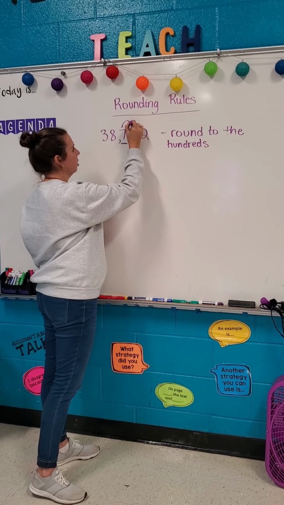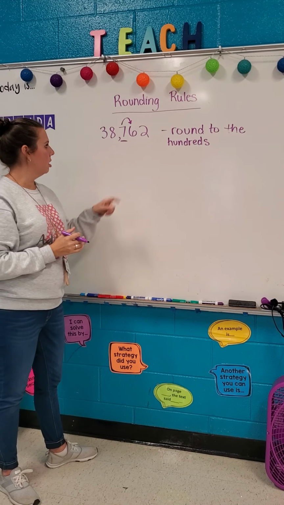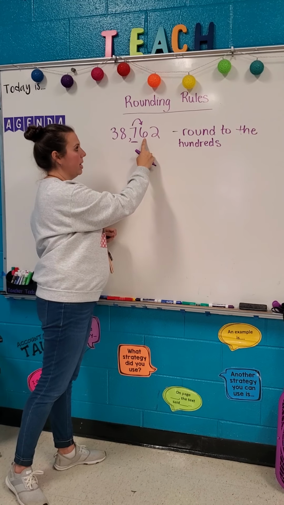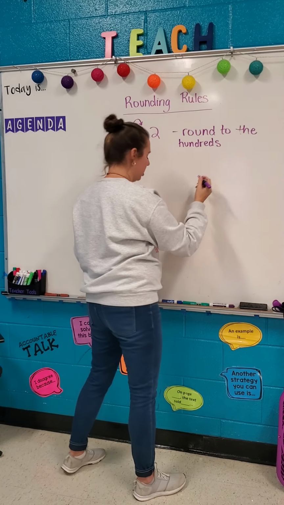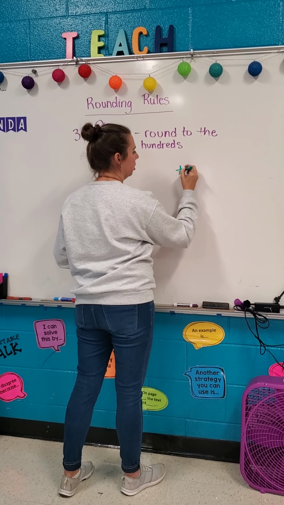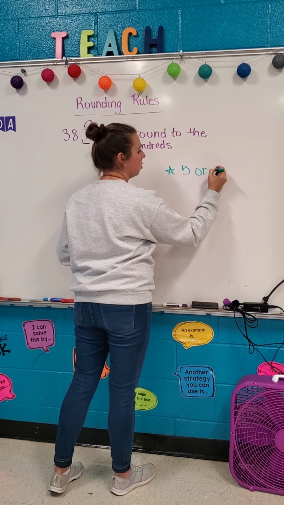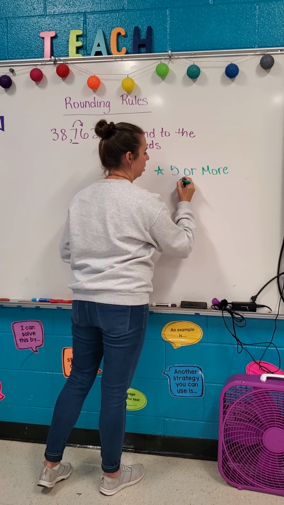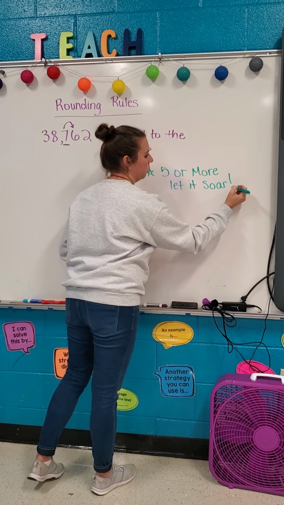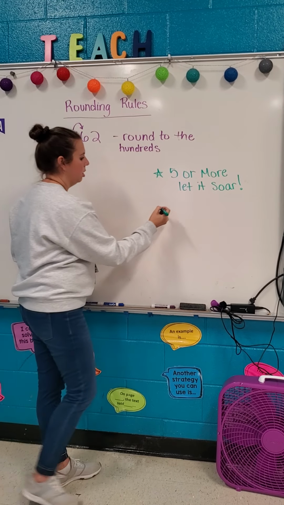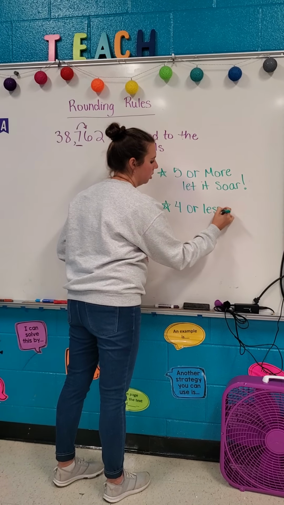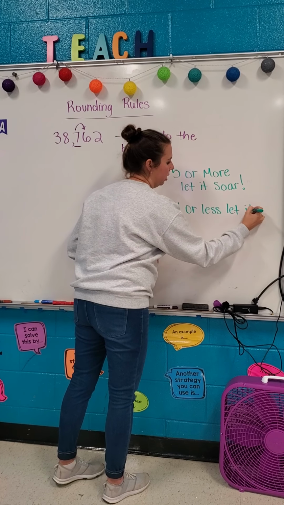Then you're going to look next door. Okay? So I've underlined the place I'm rounding to, and I'm looking next door to the digit that's on the right. And then you guys may remember this little saying from last year. I'm going to write it down. 5 or more, let it soar. Soar means like go up. 4 or less, let it rest.